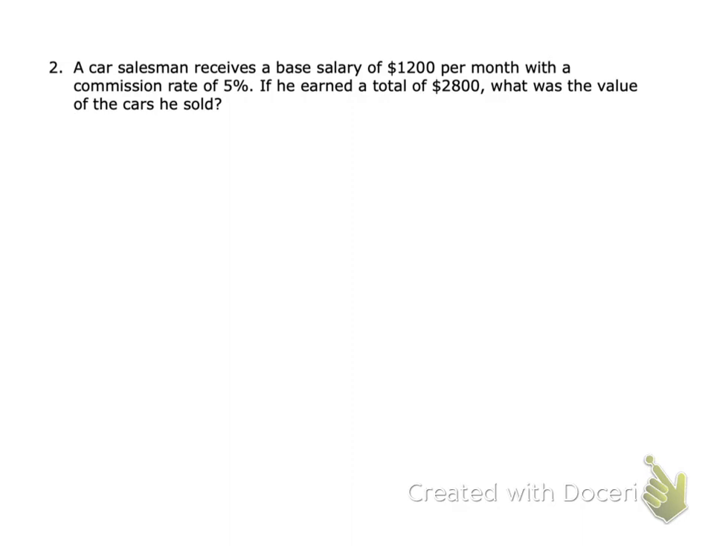If the total is 2,800, then wouldn't that be like after the equals? Like equals 2,800? Yep, good. 1,200 plus 5x equals 2,800. Good. So you are right on the right track.